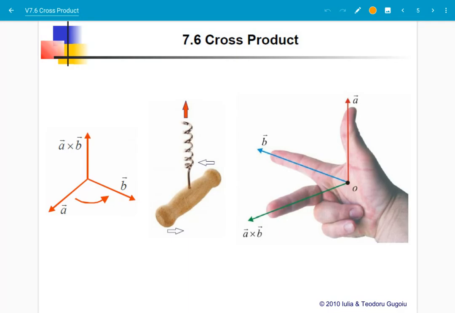Oh, here we go. Another set of pictures. If A and B are on your desk and you rotate counterclockwise from A to B, it comes out of your desk. If it was the other way around, A here and B here, and you rotated A towards B, then A cross B would be down or into the desk. That's the idea here.